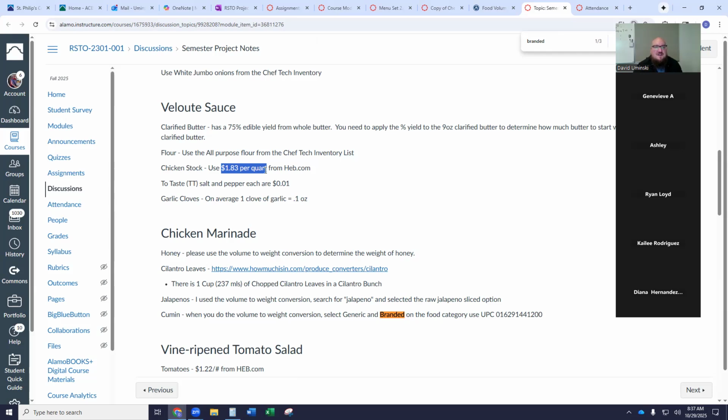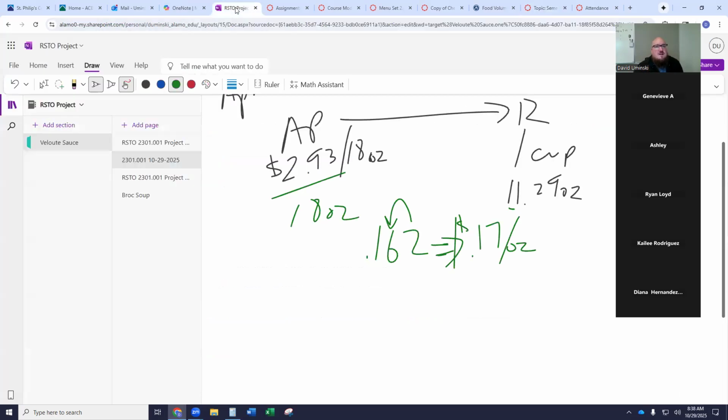Okay, so we'll talk about flour here in just a second. The $1.83 per quart, that's going to be your AP for the chicken stock. And then for salt and pepper, you're just going to put 1 penny for to taste. So you don't have to do really any math for the salt and pepper. You just type in 0.01. And then the garlic cloves, on average, 1 clove of garlic is equal to 0.1 ounces. So I want to check those notes to get my frame of mind for those different ingredients. So let's talk about the flour.